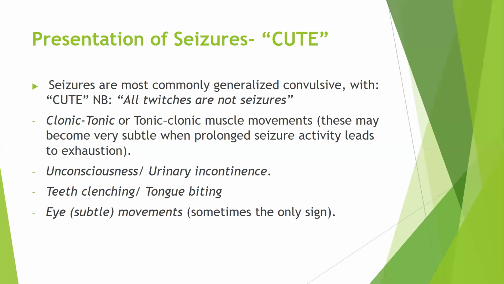So when you see your patient twitching, you need to be sure: is this a seizure that is going on or not? Is this patient cute enough for me to give them the diagnosis of seizure? Do you see clonic-tonic muscle movement, unconsciousness with urinary incontinence? Is there teeth clenching or tongue biting? And sometimes this can also help you differentiate malingering. Some patients may be malingering, thinking they're having seizure activity. So look at them. Are they cute? And that will help you.